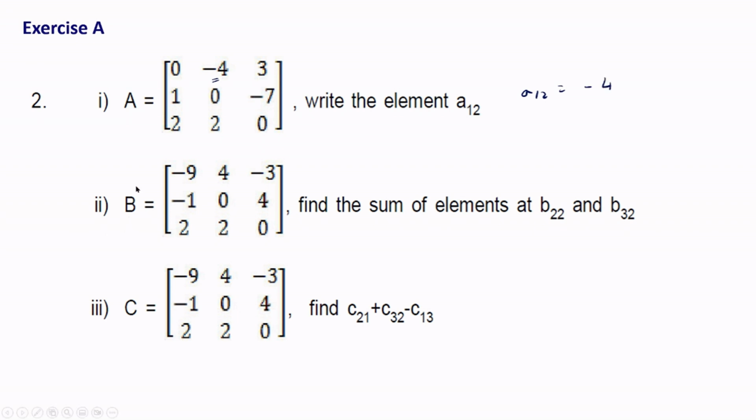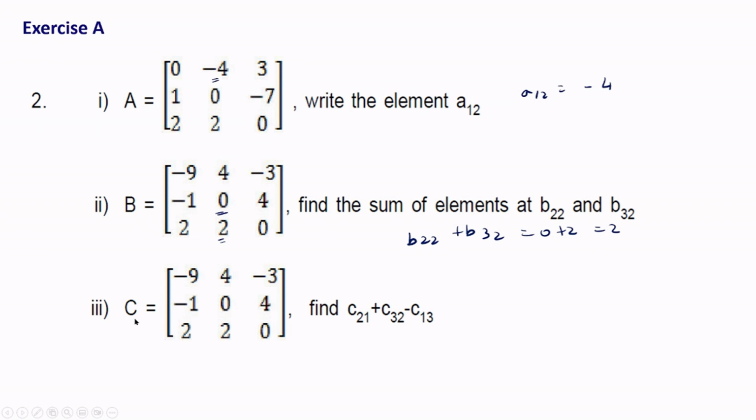Next question. B equal to this given matrix. Find the sum of the elements B22 and B32. Now B22 is the element in the second row and the second column. This is 0. And B32 is the element in the third row and the second column. It is 2. So B22 plus B32 is 0 plus 2, which is equal to 2.